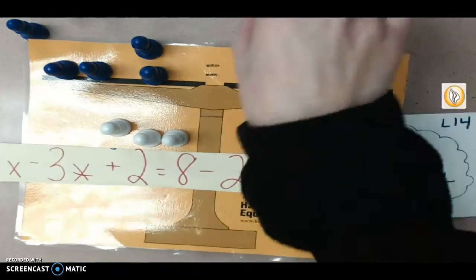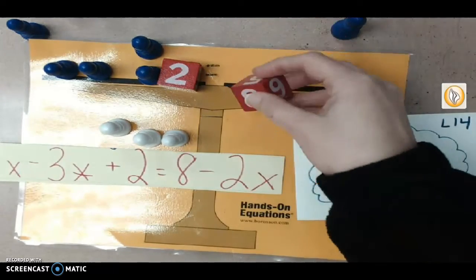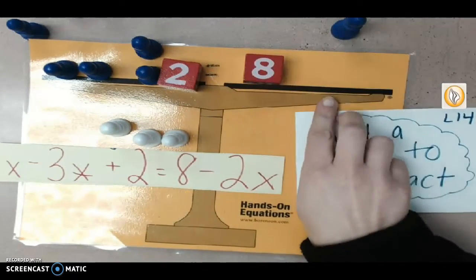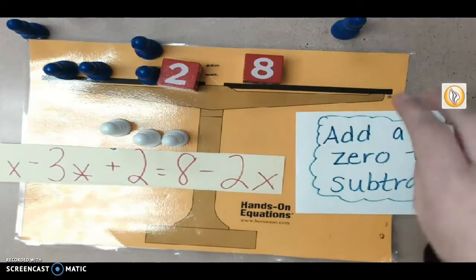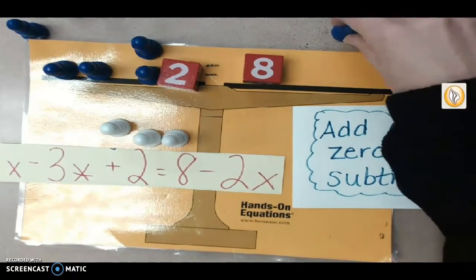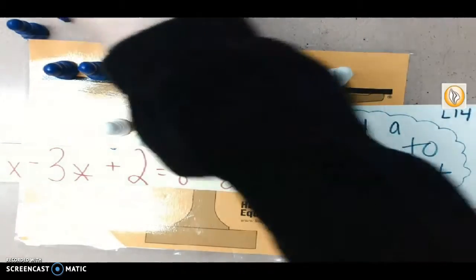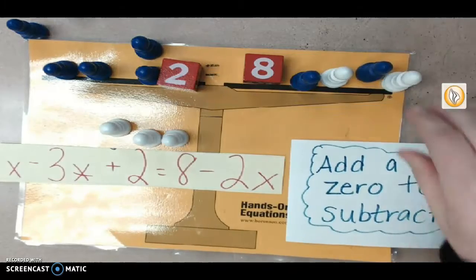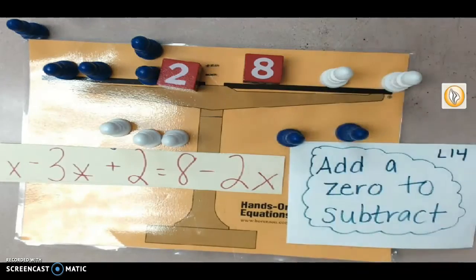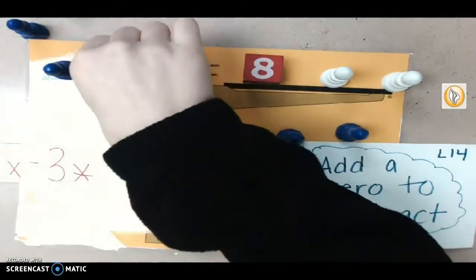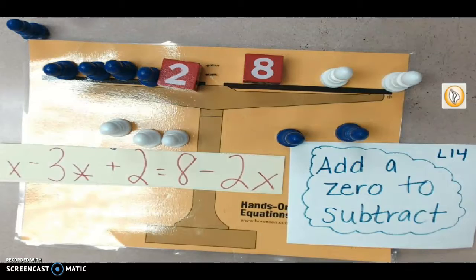And then a value of 2 equals 8 minus 2 x's. Well, I don't have 2 x's, so I'll have to add 2 convenient zeros on this side, and now I can subtract 2 x's. All right, so here's my simplified setup.